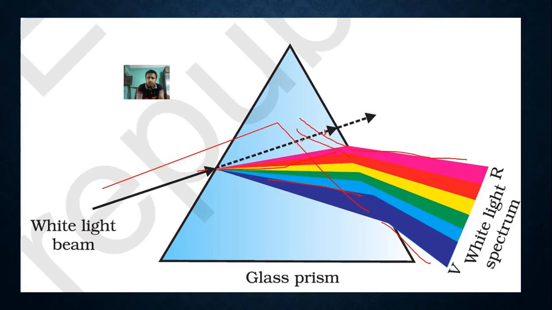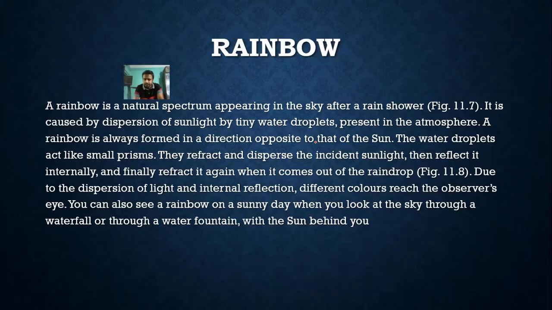This should be the angle of deviation for the violet light. Rainbow. A rainbow is a natural spectrum appearing in the sky after a rain shower. When the rain is falling, not heavy rain but a slight drizzle, and the sun is shining, then we can see this phenomenon. This is a beautiful phenomenon. It is caused by dispersion of sunlight by tiny water droplets present in the atmosphere.